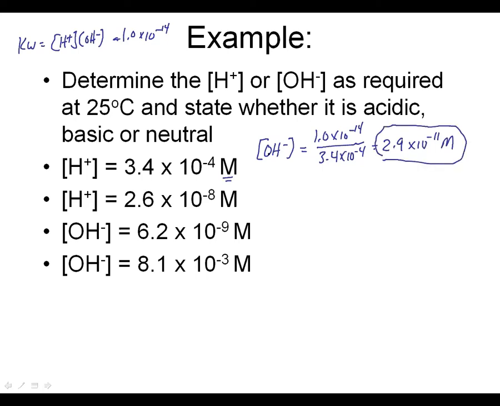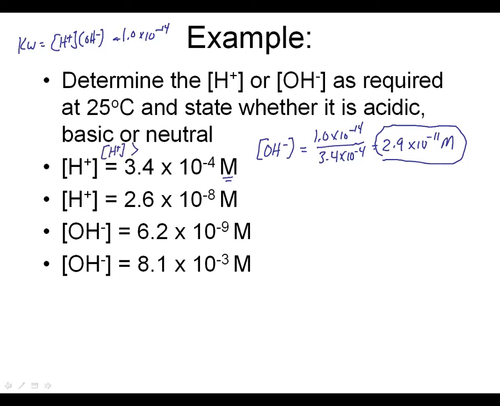Now, to determine whether it's acidic, basic, or neutral, we want to look at the OH minus concentration, which is really the base part of the solution, and compare it to the H plus concentration, which is the acid part. And you want to see which one is larger. If you compare these numbers, you will find that the H plus in this case is larger than the OH minus.